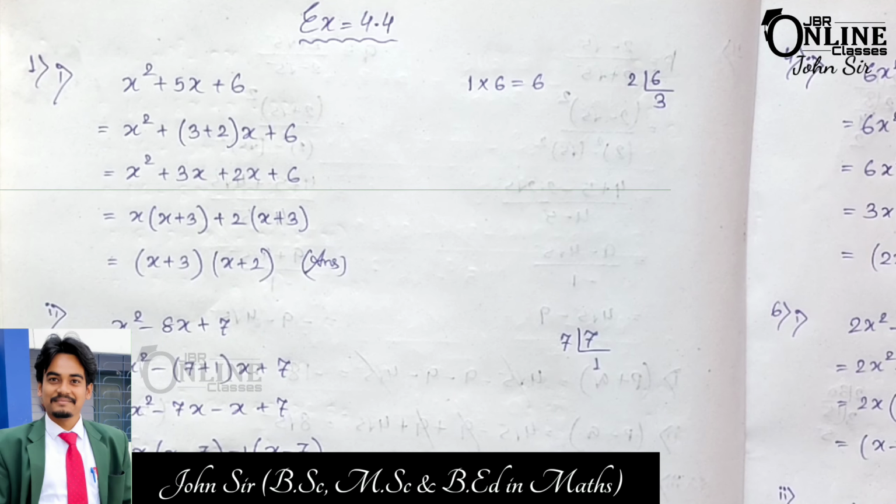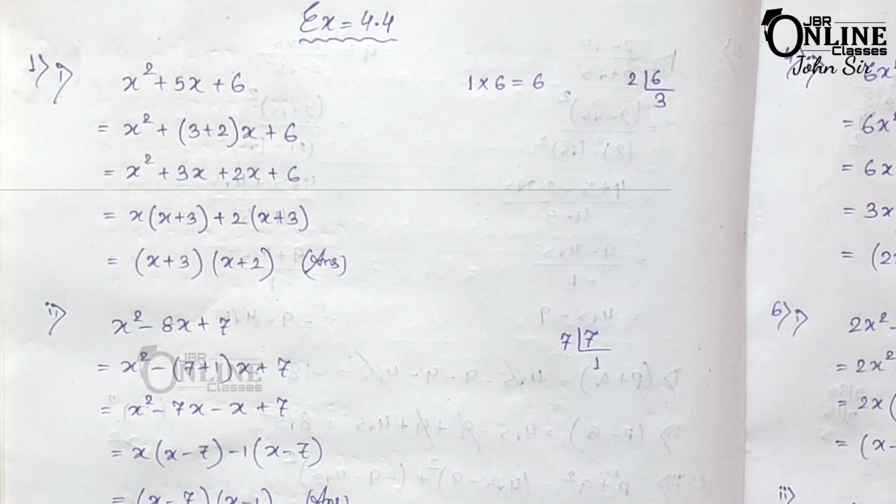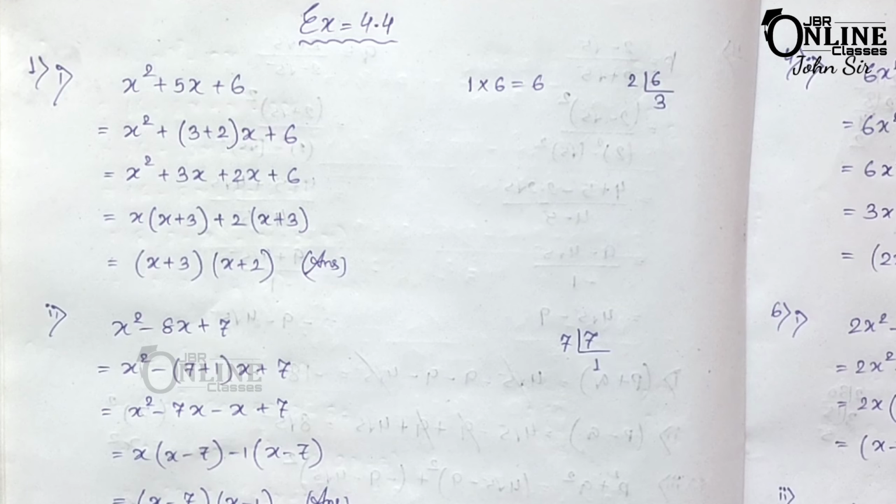Today I am going to start exercise 4.4 from the book of ML Aggarwal. So here the problem is: factorize the following. In this exercise we are going to learn about a method called the middle term factorization method.